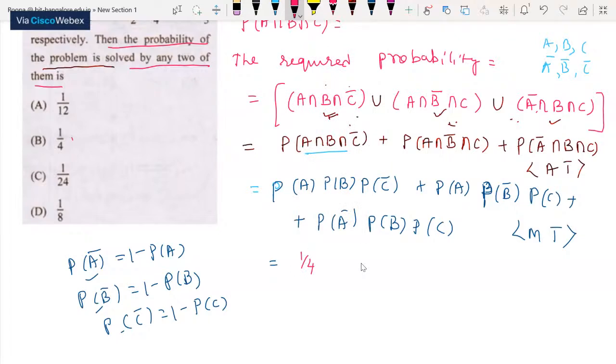What's the correct answer here? B is the correct answer. Yeah, I think it's clear.